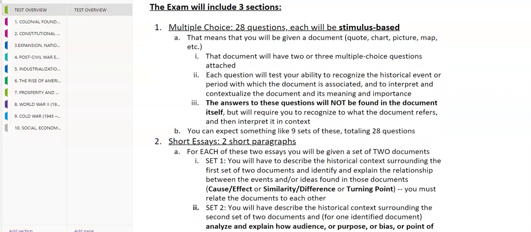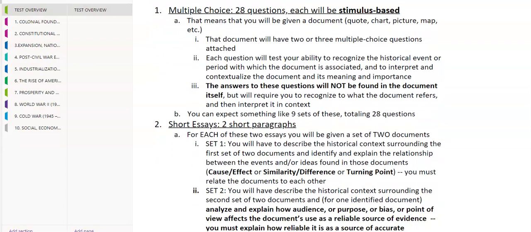The first section will be multiple choice, 28 questions. Each will be stimulus-based. We'll show you what that looks like and talk about it a bit in a moment. But the basic idea is that you will be given some kind of a document. It could be a quote from a historical piece. It could be a quote from a piece of what we call historiography. That is, a book by a historian about history, not a primary document from history. It could be a chart, a graph, a picture, a map, a propaganda poster, anything.